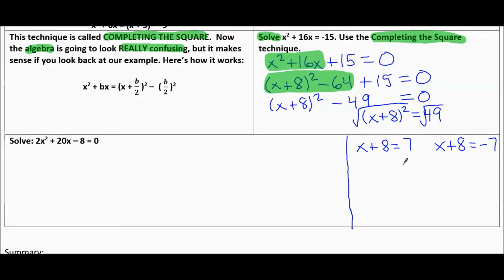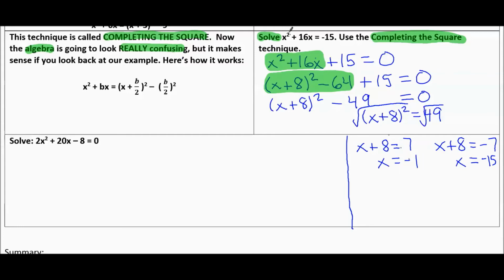All right. Now, subtract 8 from both sides. Using the subtraction property of equality, I get x equals negative 1. I subtract 8 from both sides. Using the subtraction property of equality, I get x equals negative 15. All right. Well, we solved, because we're finding the values of the variable that make the equation true. Let's make sure that does.